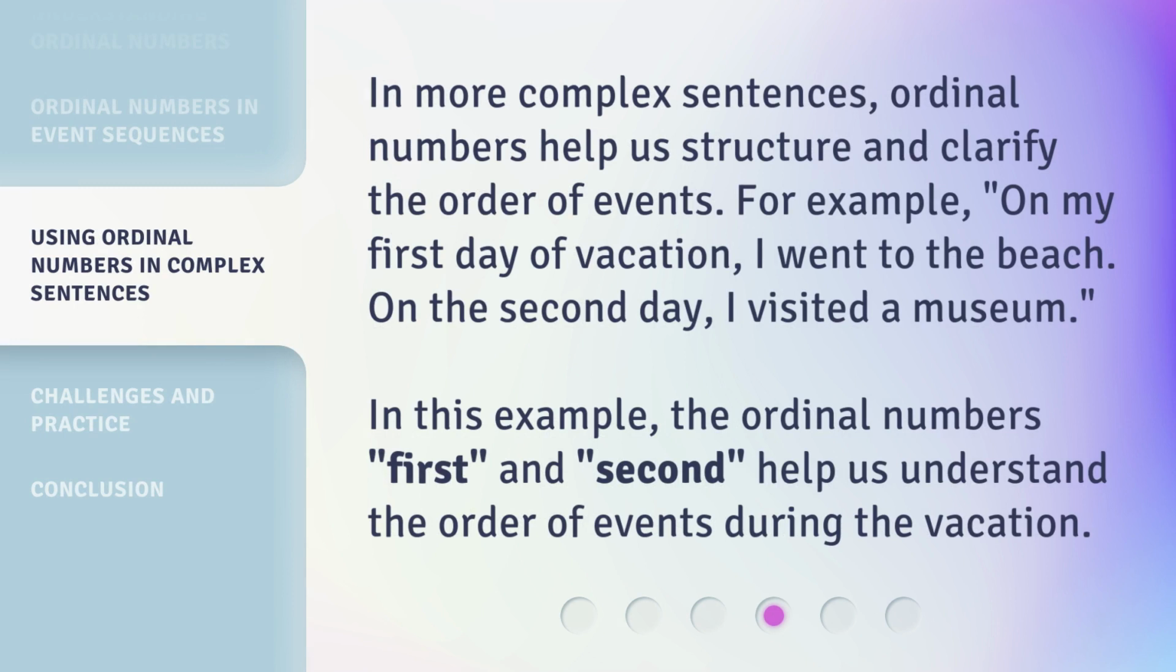In more complex sentences, ordinal numbers help us structure and clarify the order of events. For example, on my first day of vacation, I went to the beach. On the second day, I visited a museum. In this example, the ordinal numbers, first and second, help us understand the order of events during the vacation.